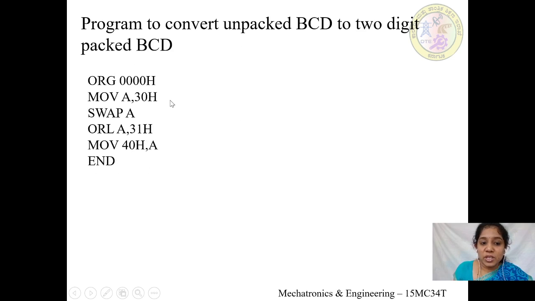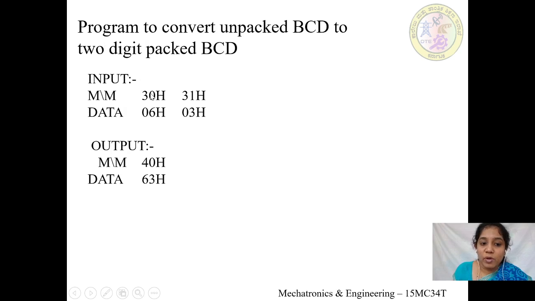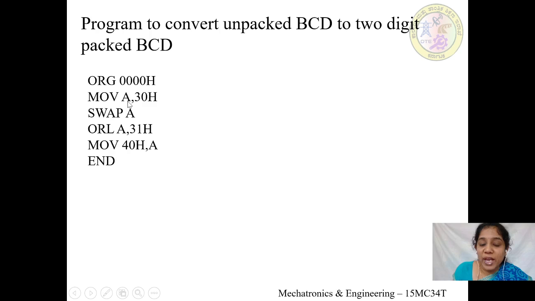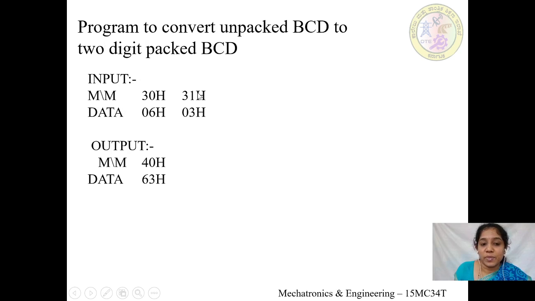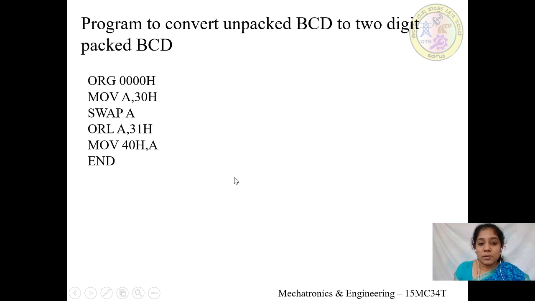So what are my initial settings? I will start with the origin. Here I am giving one of my data at memory location 30H, so MOV A, 30H. I am taking the data into my accumulator. What is the logic behind this? If I provide 6 and 3, I should get 63. You have to swap the nibbles, and after swapping, you perform an OR operation with the other data, so you will get the packed BCD.